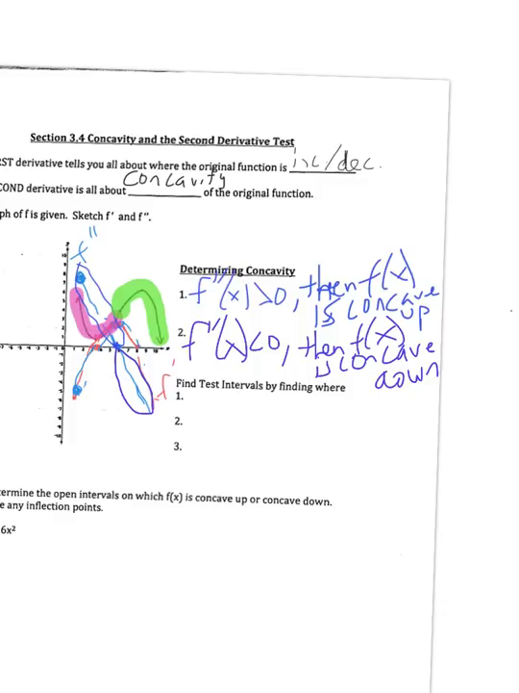Now, I talked a little bit about this, where the purple and green meet, where a graph changes concavity, whether it's from concave up to concave down or vice versa, that point right there is called an inflection point. And I mentioned this in the activity last time, but that's called an inflection point.